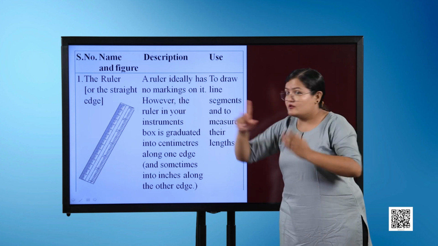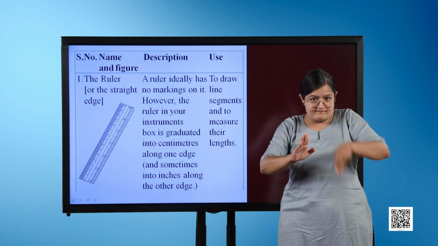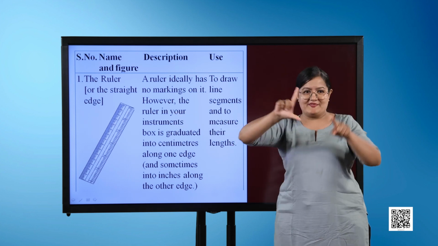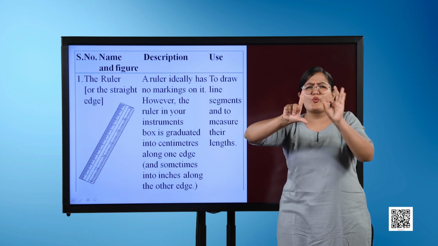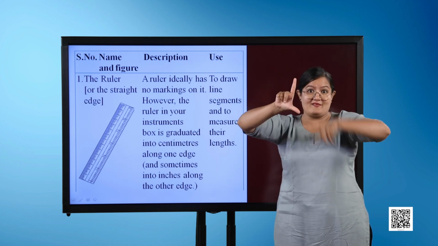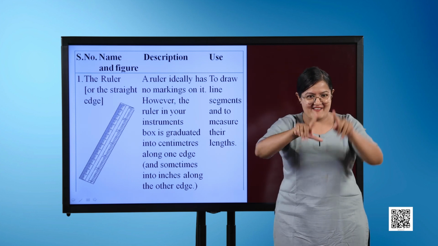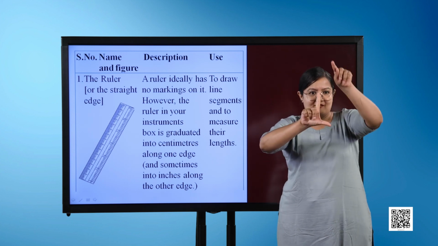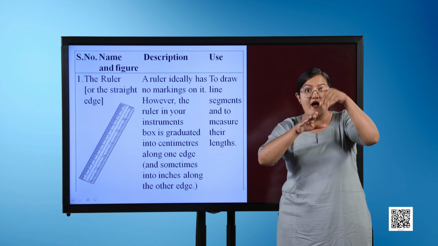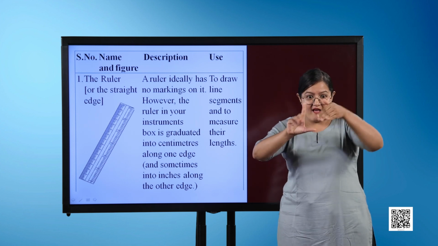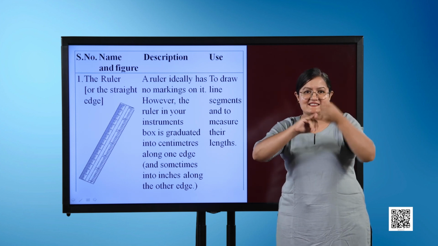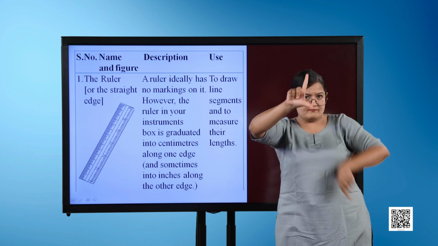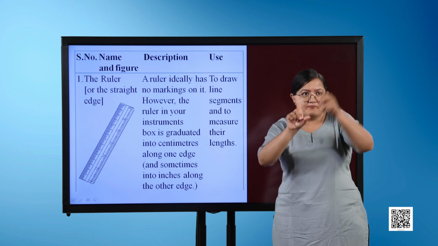1. The ruler or the straight edge. A ruler ideally has no markings on it. However, the ruler in your instruments box is graduated into centimeters along one edge and sometimes into inches along the other edge. To draw line segments and to measure their lengths.